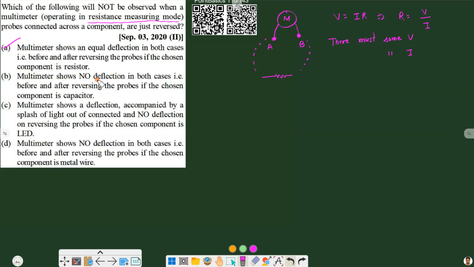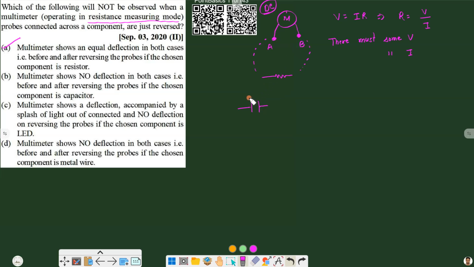Multimeter shows no deflection in both cases. It means before and after reversing the probe if the chosen component is a capacitor. Now the chosen component is a capacitor, and we know how a capacitor works. Suppose we have a capacitor and the multimeter works on a DC voltage. We have a DC supply inside it. So when measuring between A and B, it's measuring DC voltage.